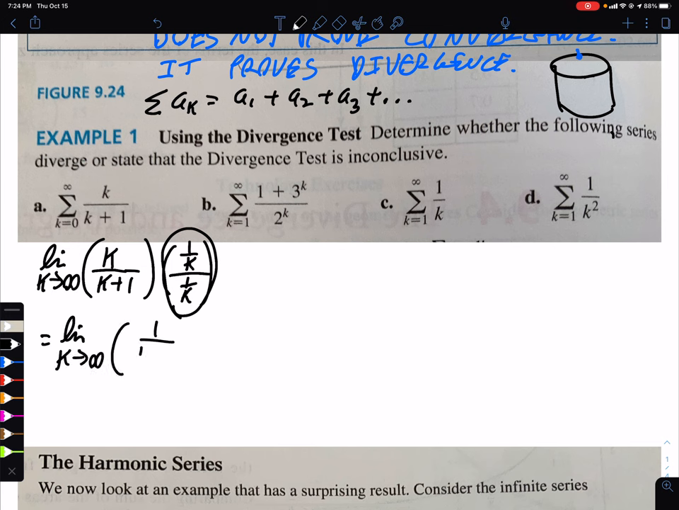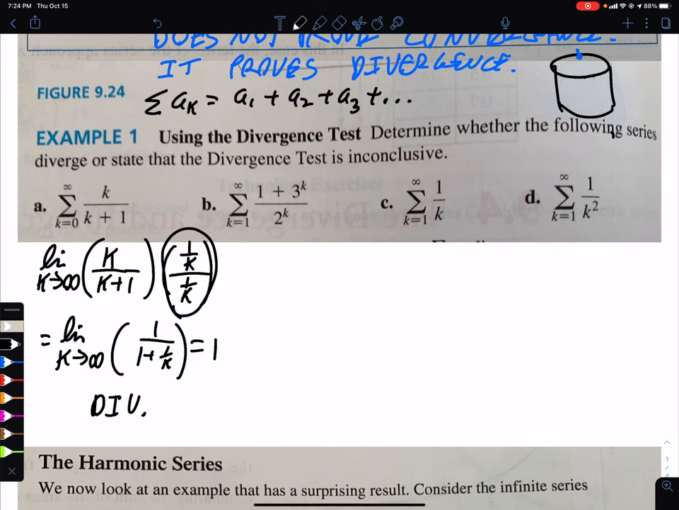So you get 1 over 1 plus 1 over k. And if you remember, one pizza divided by an infinite number of people, you're not getting any pizza. So this limit is 1. And since that limit is not approaching 0, it doesn't have any chance to converge. We still don't know if it converges in general, but we know this series diverges for sure because the terms do not approach 0.